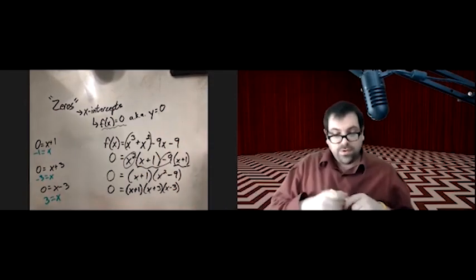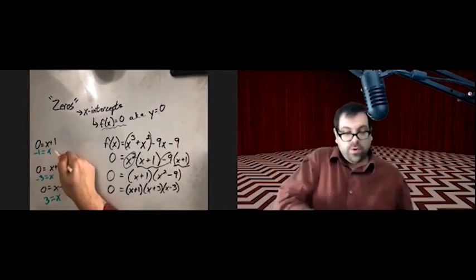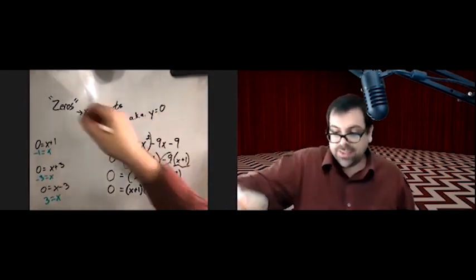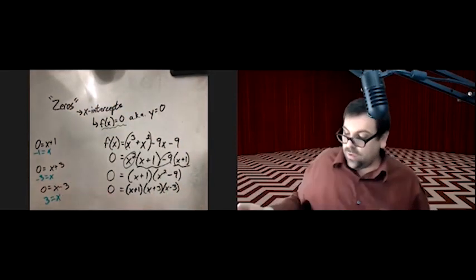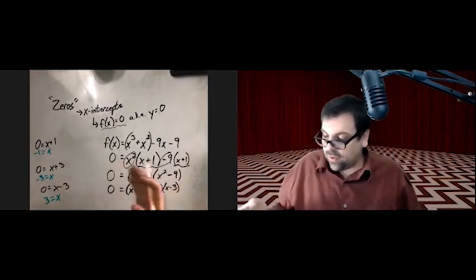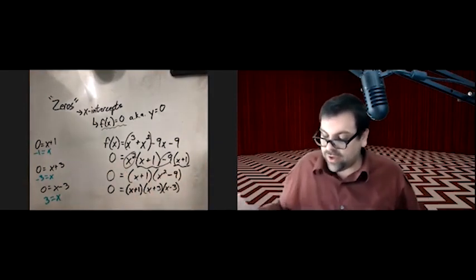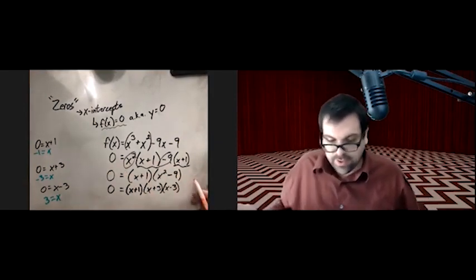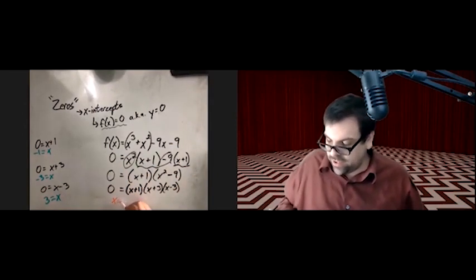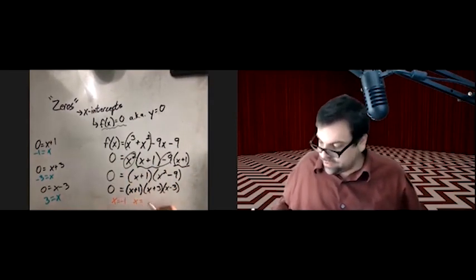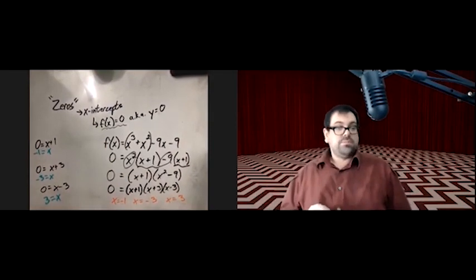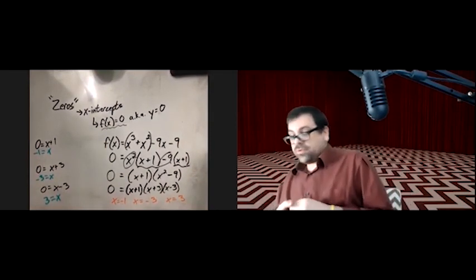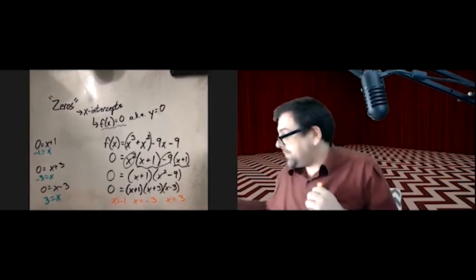So 1, 2, 3, these 3 zeros for this function are what we get when we solve for x when the whole function is equal to 0. x equals negative 1, x equals negative 3, and x equals positive 3. Those are the zeros of this function.